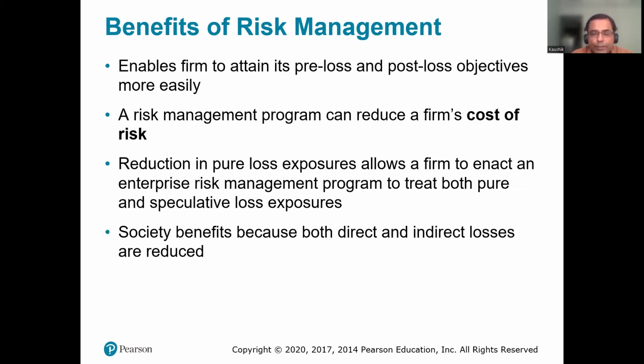So what are the benefits of the risk management process? The four-step risk management process. The company is able to achieve its pre-loss and post-loss objectives. The cost involved with managing the risk goes down in case there is a proper risk management program. Then it also benefits the society because the consequences of loss is reduced.